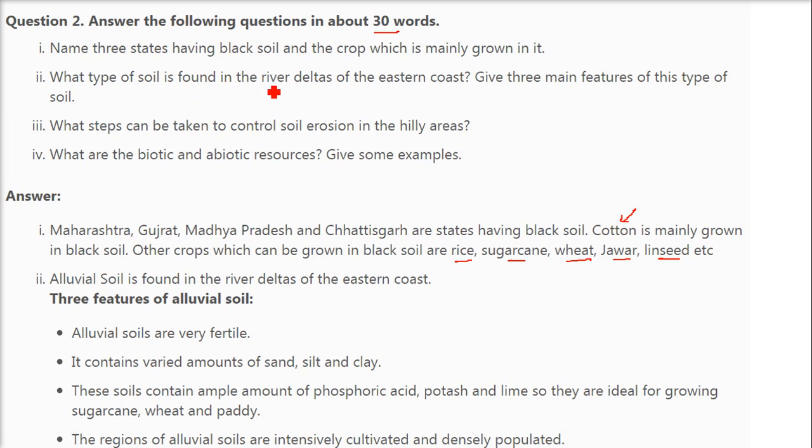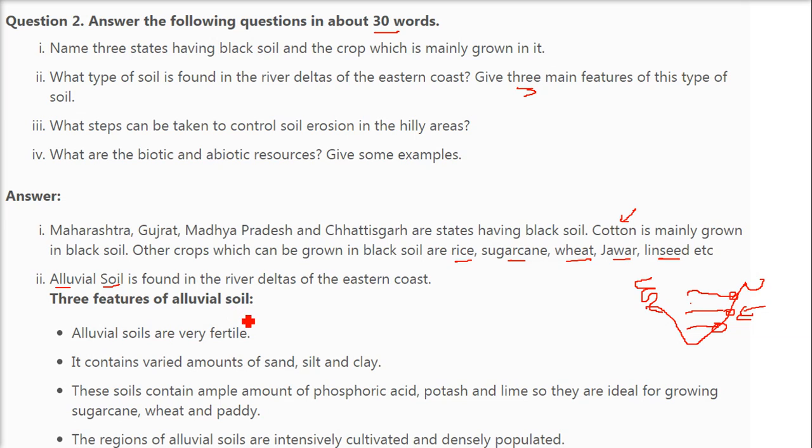Next is, what type of soil is found in the river deltas of the eastern coast? We have to give 3 main features of this type of soil. So alluvial soil, jalod mitti, is found in the river deltas of the eastern coast, that is this coast. On this coast of India, we find the alluvial soil mostly, when we say the Mahanadi, Krishna, Kaveri and Godavari, all these delta areas. So alluvial soil or jaloor mitti is found in the river deltas of the eastern coast.